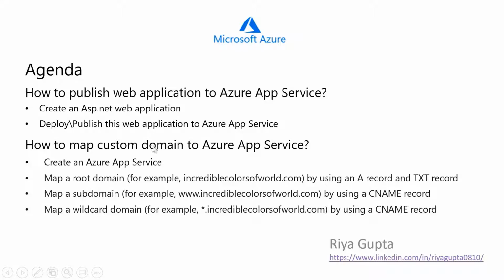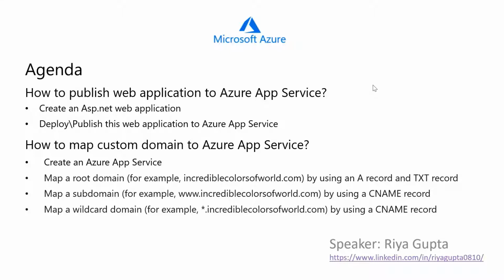So we have covered the first topic of this agenda, how to publish web application to Azure App Service. So you are able to understand now how you can create a web application and how you can deploy to Azure App Service. To perform the second part of this lab, we need a custom domain and the control over the DNS management, which is provided by the domain provider. So we need basically the control to change or modify the records of DNS.